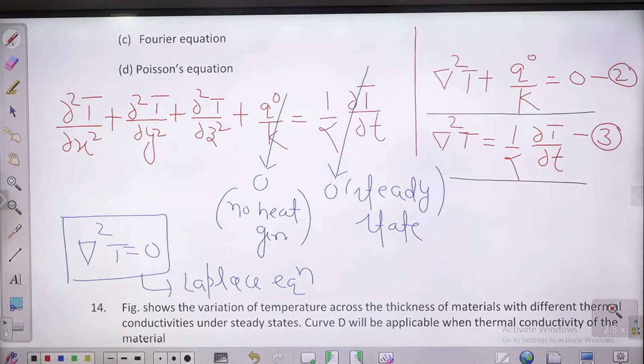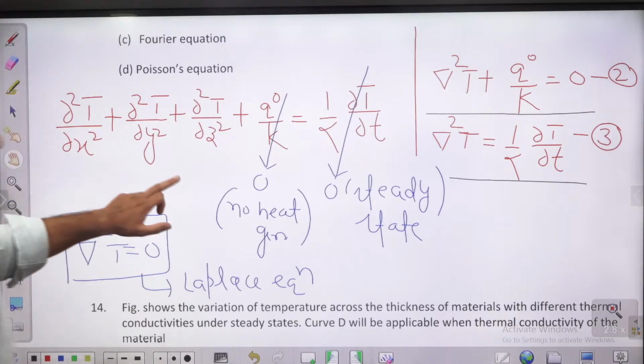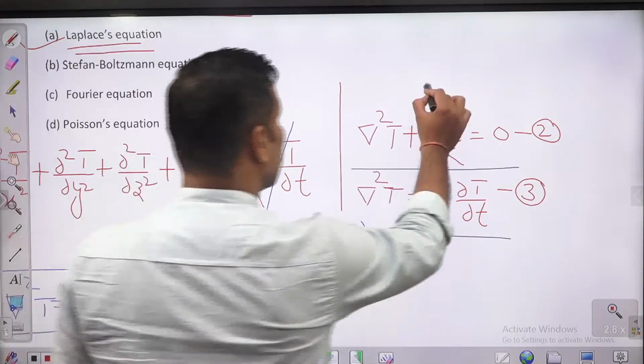Fine, guys. Please try to answer. Okay. Any responses? Poisson's ratio. Very good, guys. The upper one is known as what? Poisson's equation. This is the Poisson's equation.